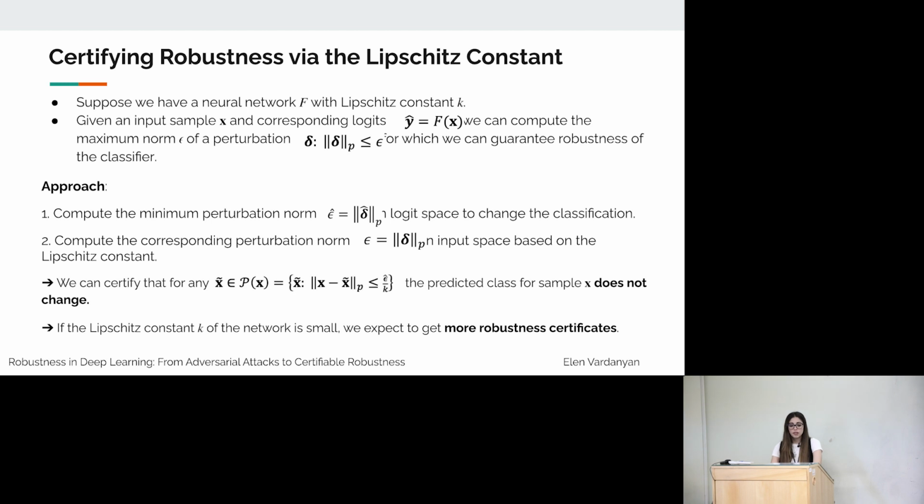And then after that, we can certify that for any perturbation in this perturbation set, which is described by this, the predicted class of any sample around X will not change. So it will be robust in this perturbation set. And if the Lipschitz constant K of this neural network is small, then we can expect to get more robustness certificates.